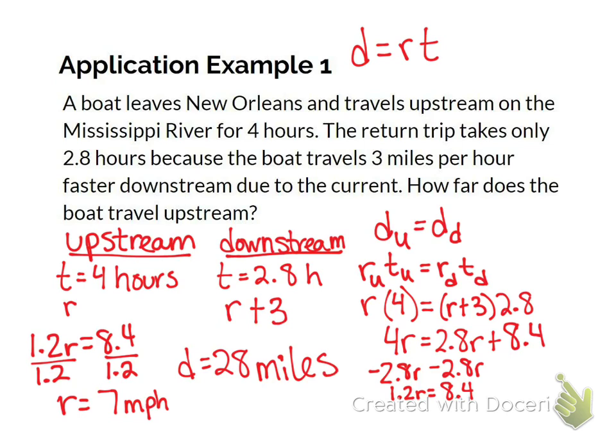And we went the same distance going upstream or downstream. So we could have also plugged our R in here and multiplied those. 7 plus 3 is 10. 10 times 2.8 gives us 28 also. Okay, our distances were the same.